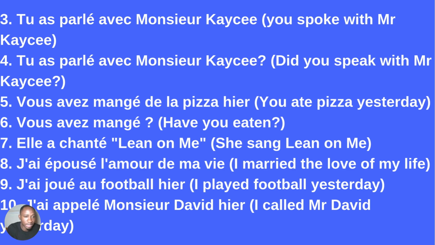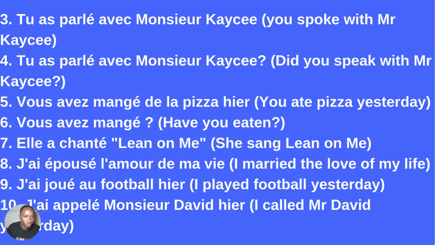So, j'ai épousé, that's where we are, l'amour de ma vie. I married the love of my life. Épouser means to marry. Then j'ai is I have. So it's almost like saying I have married. Okay. J'ai épousé l'amour de ma vie. I married the love of my life.